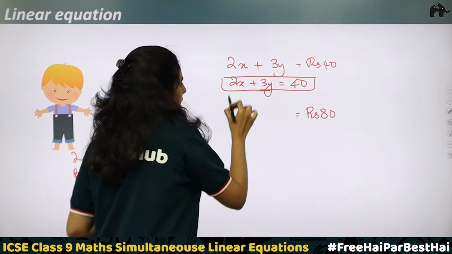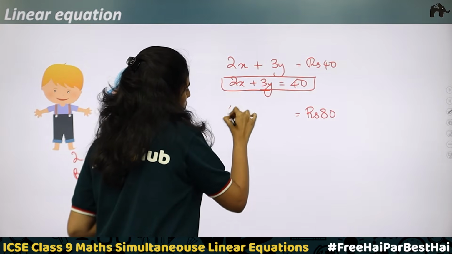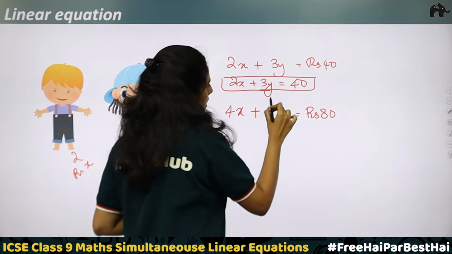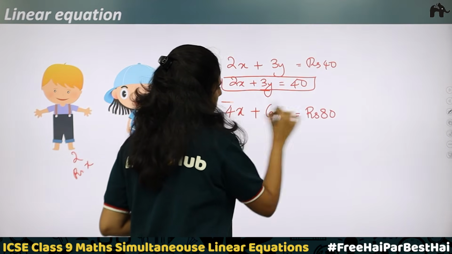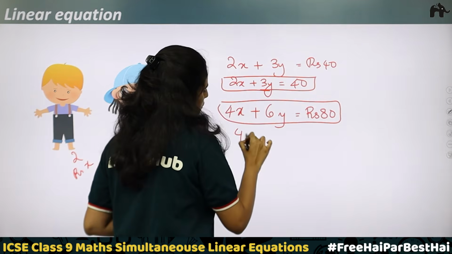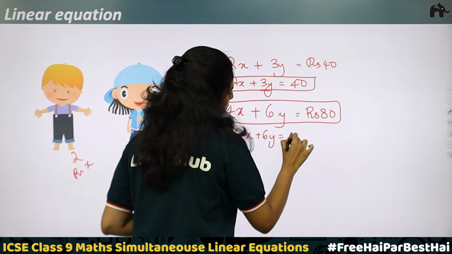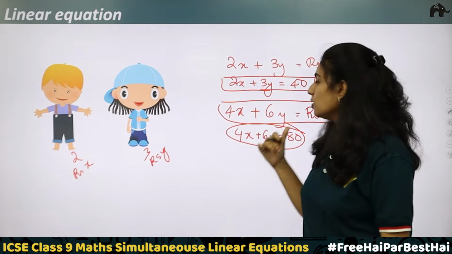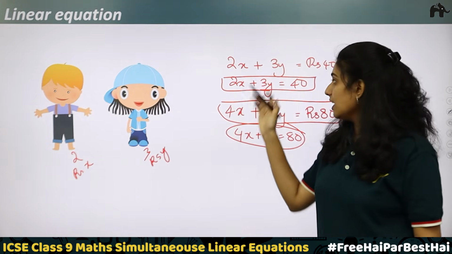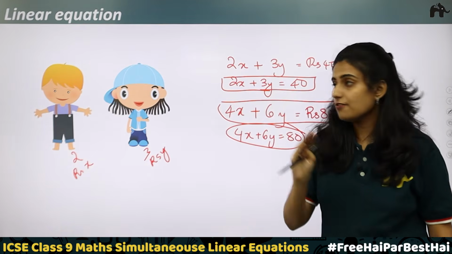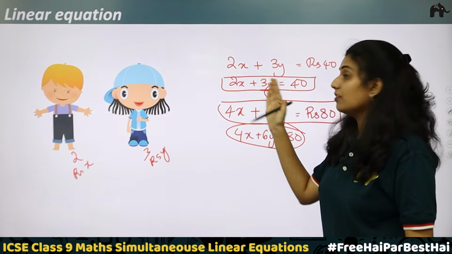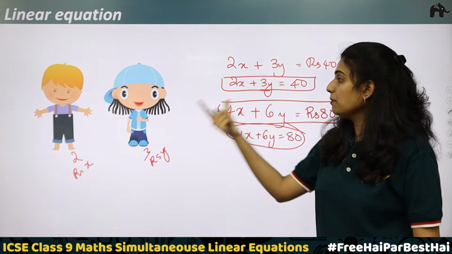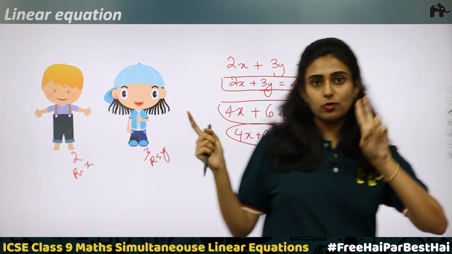Let's say now the boy has bought 4 chocolates of rupees x and the girl has bought 6 chocolates of rupees y. So 4x plus 6y is equal to 80. Here we don't know what the cost of the chocolates bought by the boy and girl are. We have two equations here.